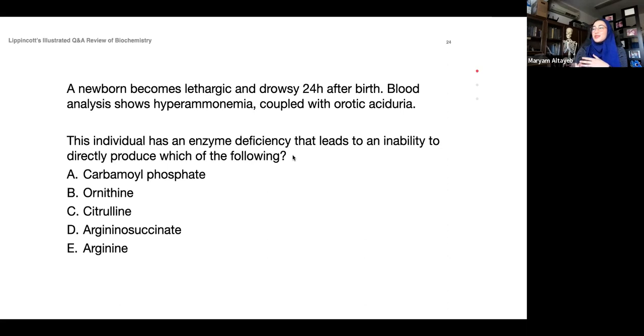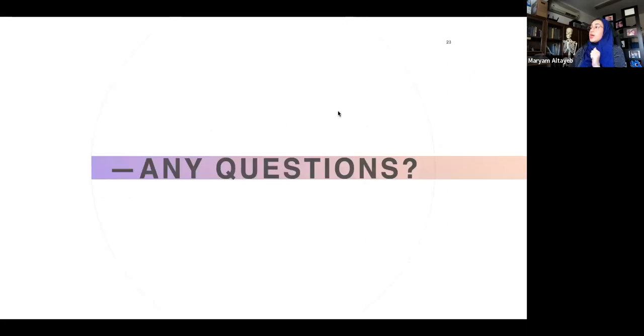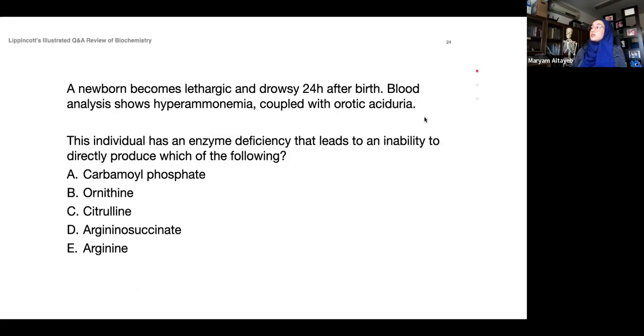Okay, good morning. So the key thing in this question is they told you there's orotic aciduria. And remember, orotic for ornithine transcarbamylase. So this is an ornithine transcarbamylase deficiency. This question is indirectly asking you, what is the product of the reaction that OTC catalyzes? And you guys are correct. It is formation of citrulline.